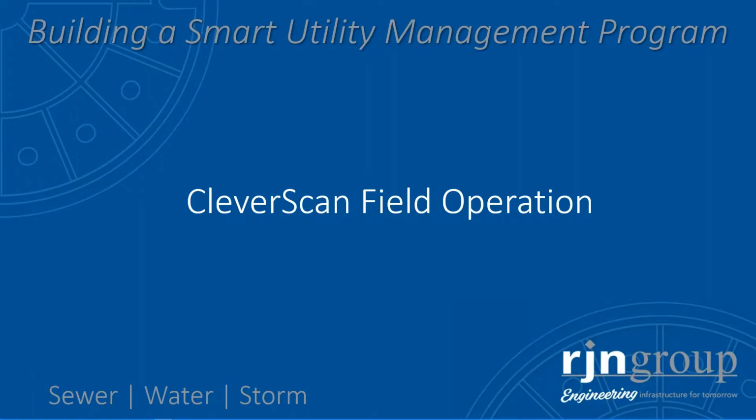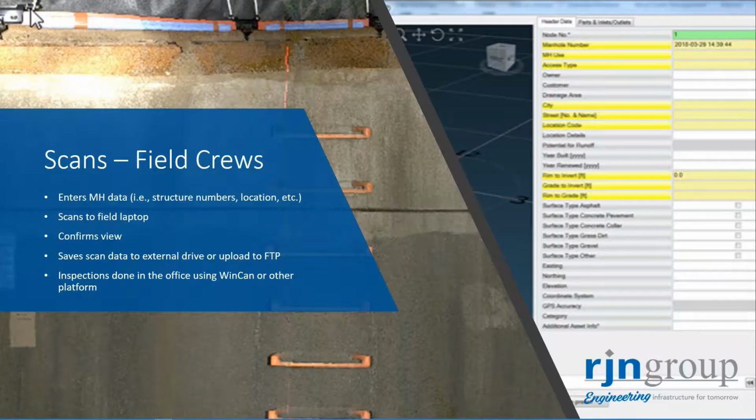In the field, let's review some of the field operations. When the field crew arrives on the job site, they have the CleverScan unit, which is connected to a laptop. They will enter the manhole data onto their laptop, do a quick scan, which takes about 30 seconds, review the scan itself, and then move on to the next structure. If all goes well, they can do up to 40 scans per day.